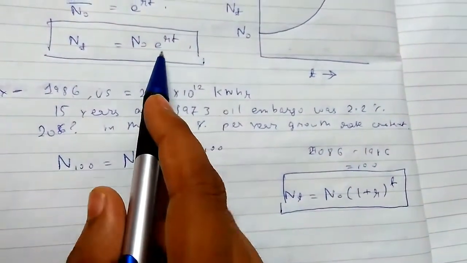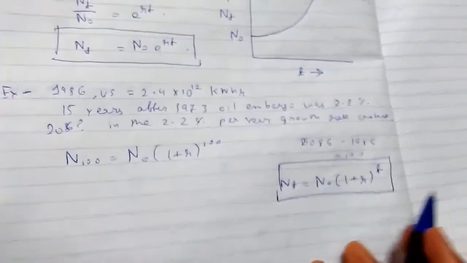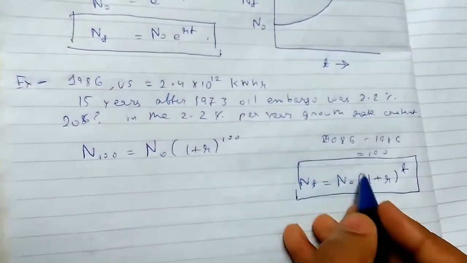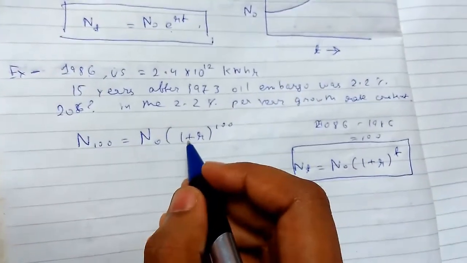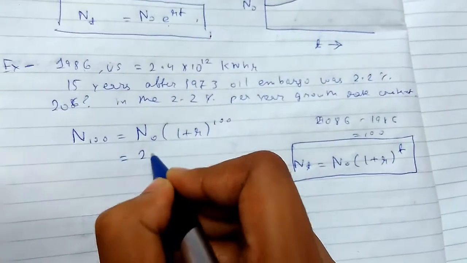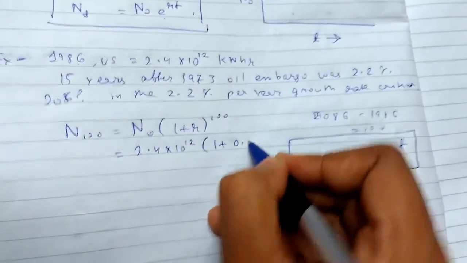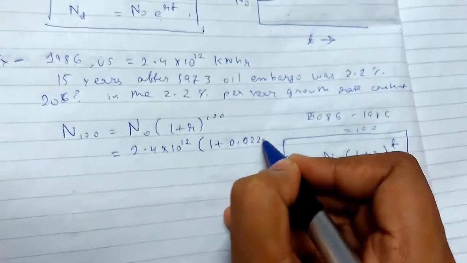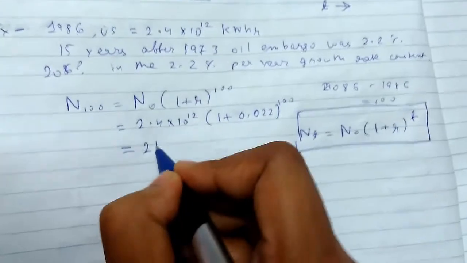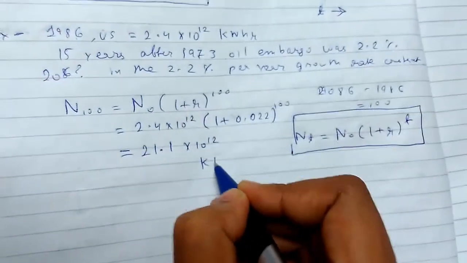If you expand this by binomial expansion, it will look like this. So it is also a formula you will apply. So t was 100 and r is 2.2%. n naught is 2.4 times 10 to the power 12, and this is (1 plus 0.022) to the power 100. So this will be calculated, and this will be the final answer.